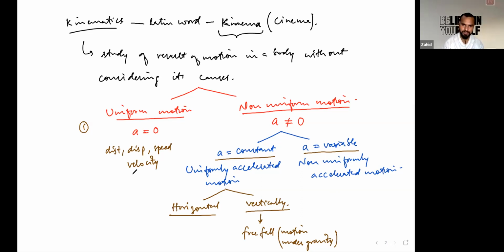So how to approach this whole problem? We mainly divide this entire path into four different categories. First is called uniform motion. Second is called uniformly accelerated motion along horizontal path. Third is called uniformly accelerated motion along vertical path, or you can call it free fall or motion with gravity. And then next is non-uniformly accelerated motion, where there would be time-dependent or position-dependent functions for velocity, displacement, and acceleration. Is it clear to you all?